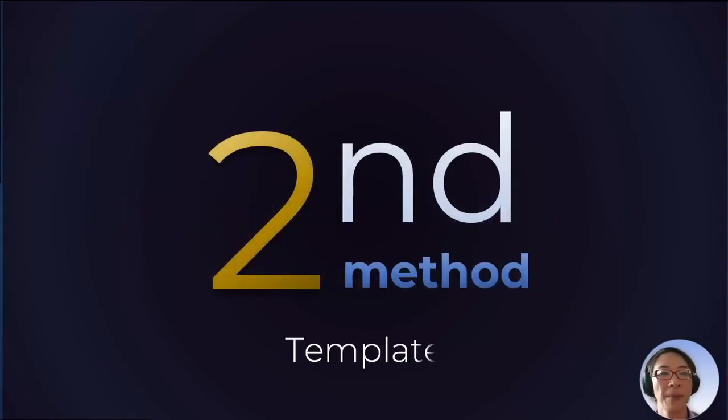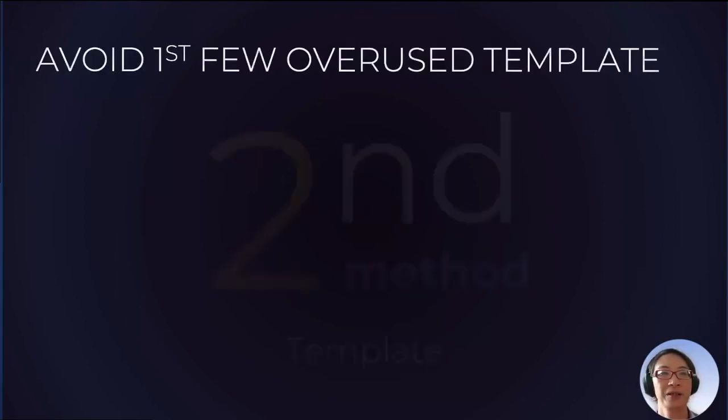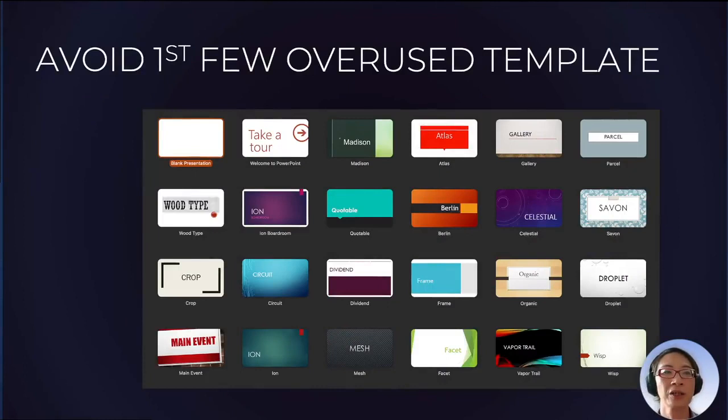Now let's talk about the second method, using templates to help us achieve a consistent slide structure and object placement. But first, if your organization doesn't provide one, avoid using the first few default templates which are overused, and people are getting so bored with them. This is the first row that I'm referring to. And you can go online and search for some other templates to use, or if you're adventurous enough, you can always find one and then modify it, or even more, you can just use this blank presentation and just start from scratch.